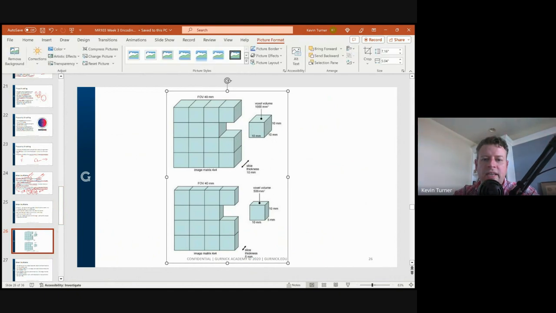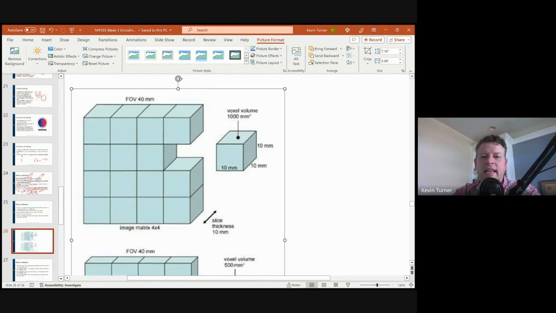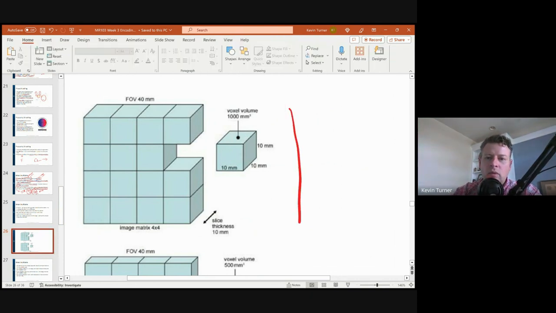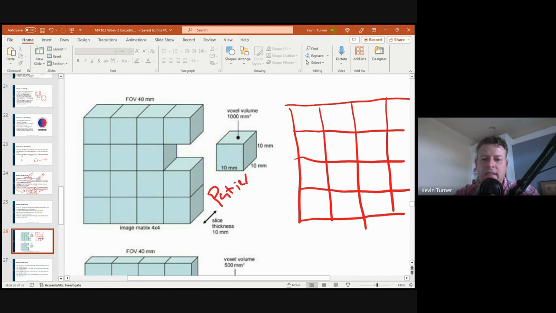Here's another representation of the matrix. This is a slice out of a patient. In this case, the matrix would then correspond to an MRI image with a bunch of pixels. And we would have one pixel for every voxel. This exists in the patient because it's a three-dimensional object. And the image is on your screen.